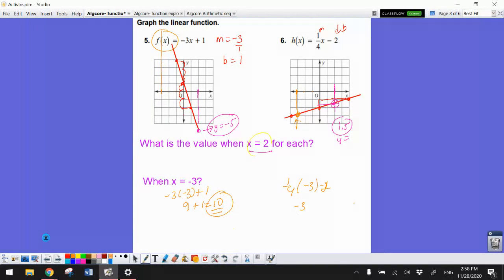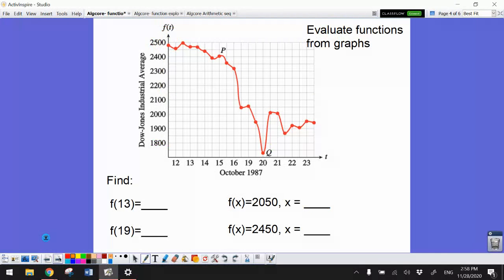This would be -3/4 minus 2, which would be -2.75. So it's pretty close to the -3, just not quite there, which is what my line actually shows. Okay, so now let's actually try to evaluate our function from a graph.